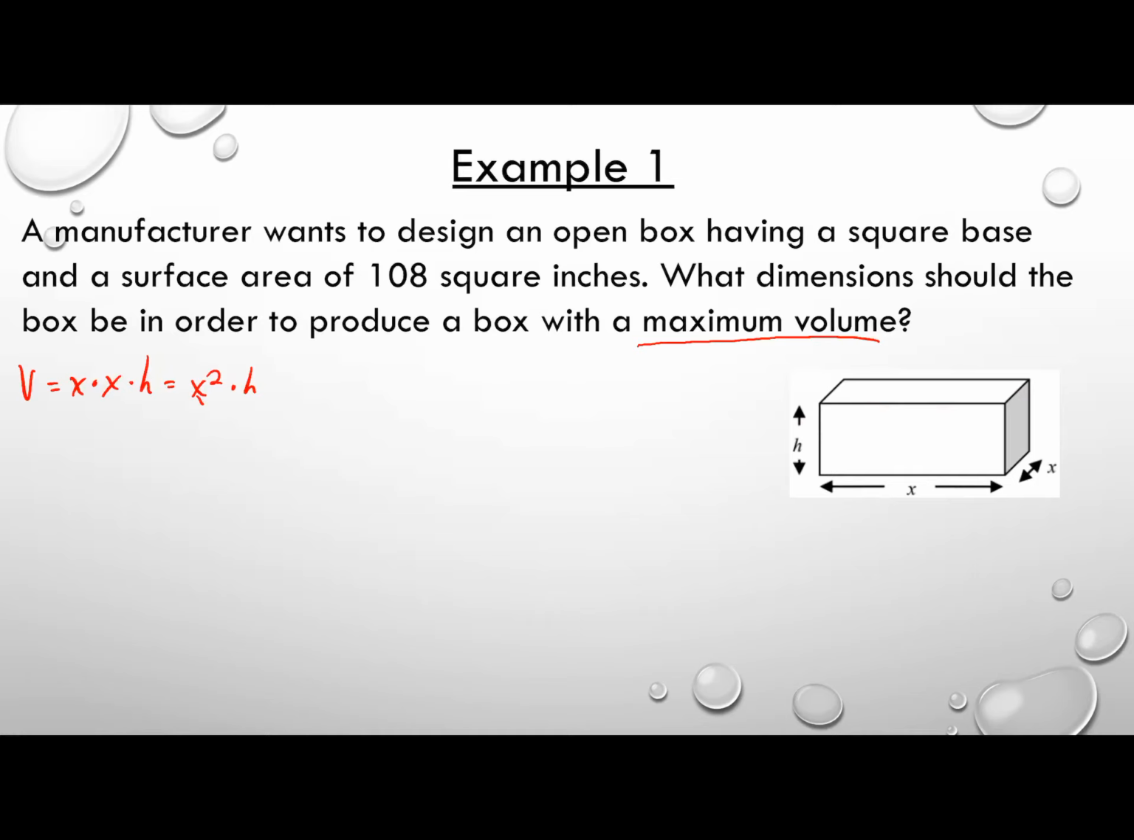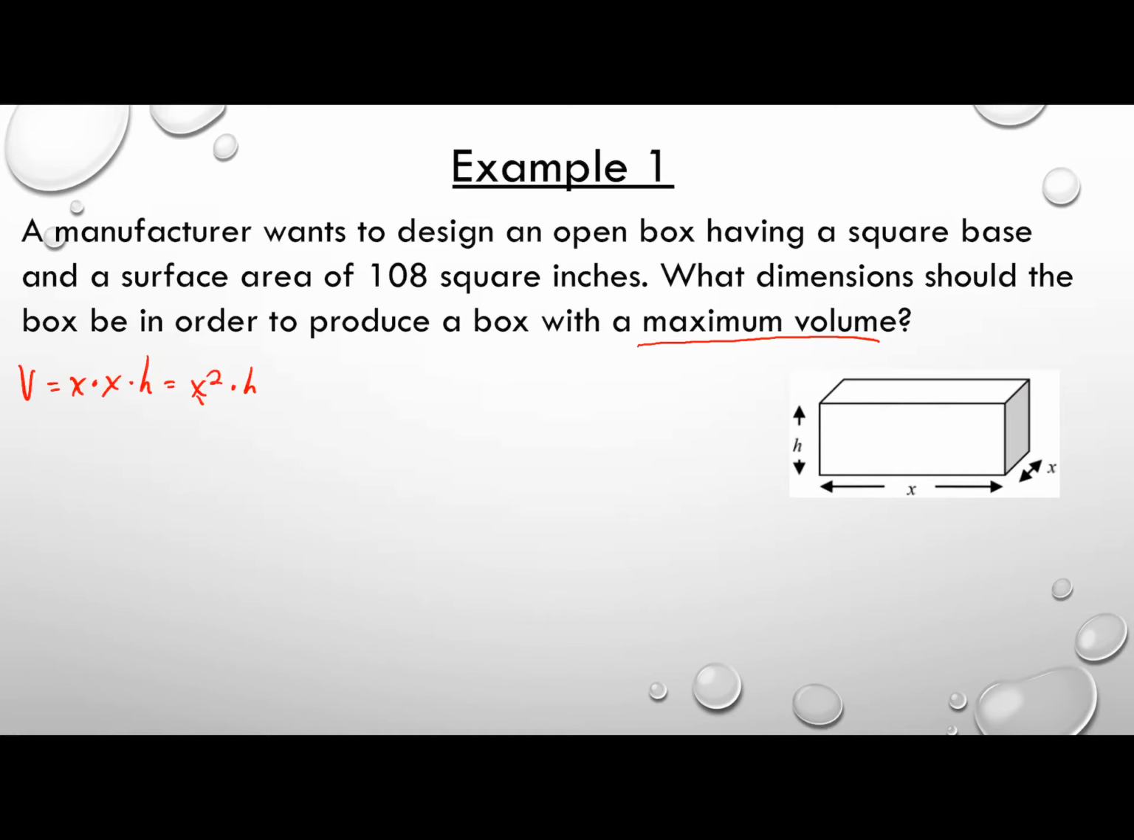Subtract 36 from both sides. 72 is equal to 24h. Divide both sides by 24, so h is equal to 3. So it looks like the dimensions of this box, if we were to just write them all out, would be a 6 by 6 by 3 box.